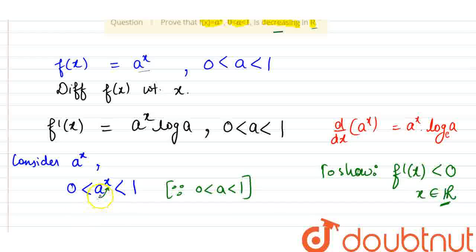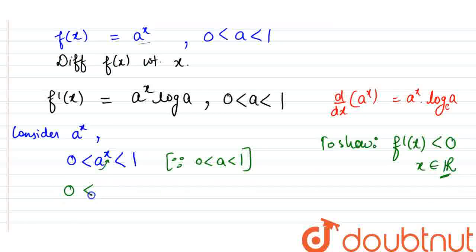This is because a is some value in the decimal. This is something 0 point something value. So its power will also be a decimal value in 0 point and after that decimal values. So that means 0 is less than a raised to the power x. That means a raised to the power x is strictly greater than 0. That means this is positive.